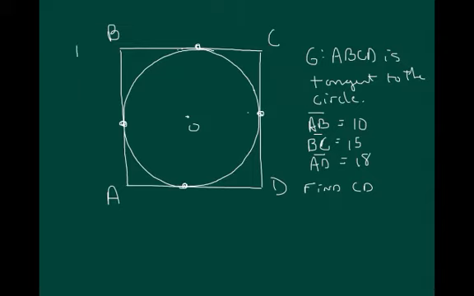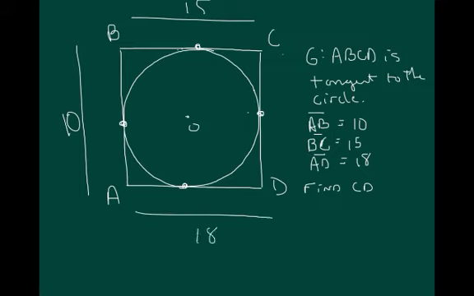AB is 10, BC is 15, and CD is 18. I'm sorry, AD is 18. So they'd like us to find the length of CD. Well, let's start at this first tangent here and begin walking around. I'm going to call this first tangent X. Now, by the two-tangent theorem, from a point outside a circle, if two tangents are drawn, like the tangent from B to E and B to F, those two tangents are congruent. So BF would also be X.